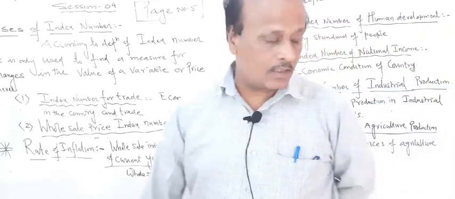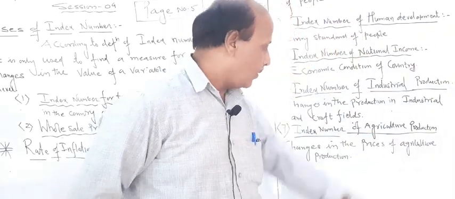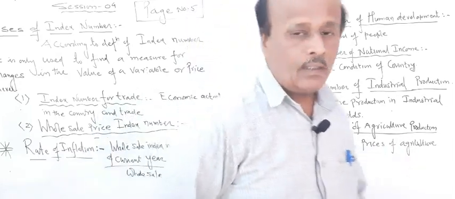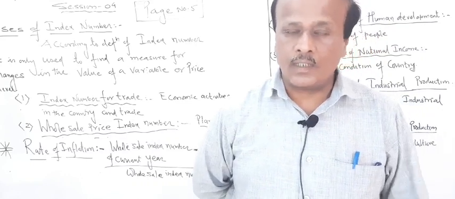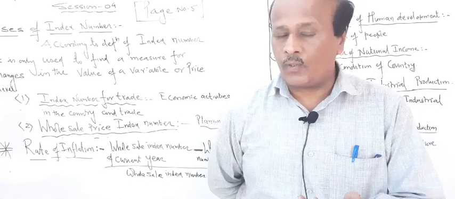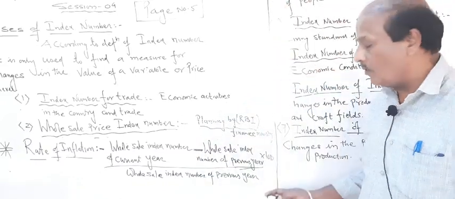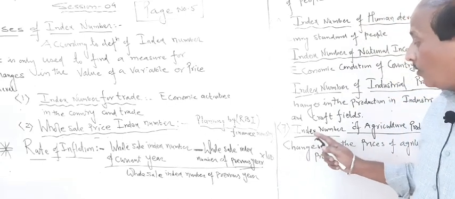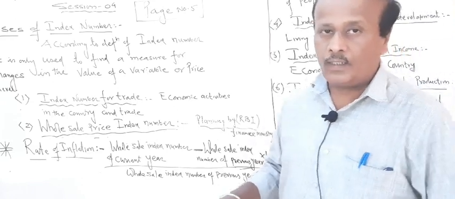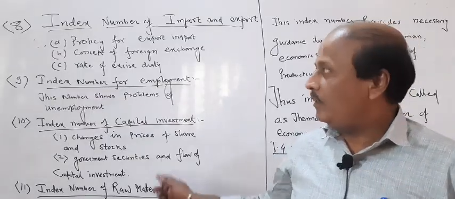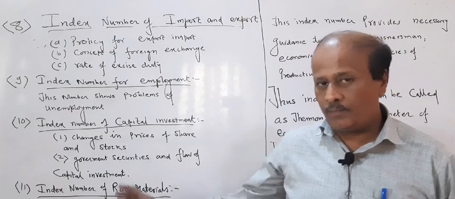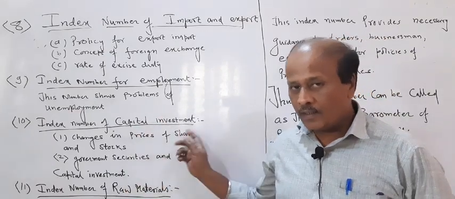The seventh one is the index number for agriculture production. Changes in the prices of agriculture production, their equipment, the materials they use, the seeds they use. Also, in agriculture, you know that production can be increased or decreased by manures, etc. That can be known by the index number of agriculture production. Now, after completing the sixth and seventh uses, the index number for industrial production and for agriculture production, let us see the eighth one.